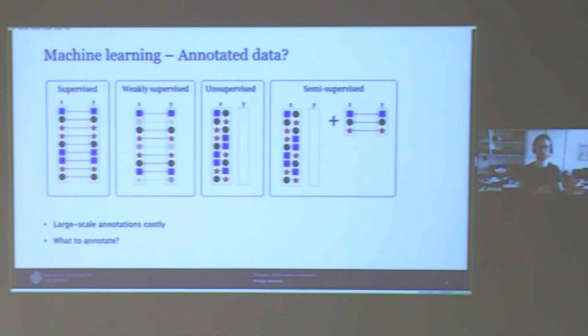So we have just discussed the supervised setting, where we have a label for each data point. Then we have the unsupervised setting in the third column, where we have no labels at all, and we just try to learn some structure in the data itself. And then we have some things in between, of course. So we have the weakly supervised setting.